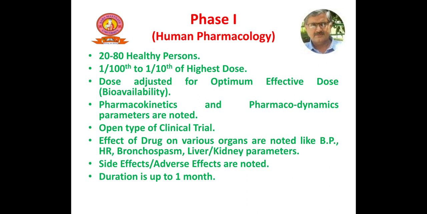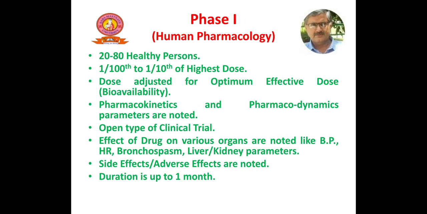20 to 80 healthy persons are enrolled in this phase 1. Now 1/100th to 1/10th of the highest dose of the human dose that is selected is given to these persons. Then as per the response, the dose is adjusted for optimum effective dose. That is, the bioavailability is observed. The pharmacokinetics and the pharmacodynamics parameters are noted down.